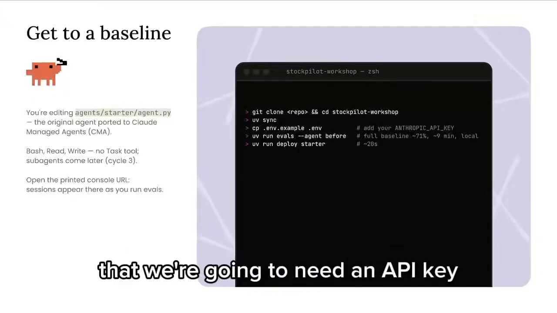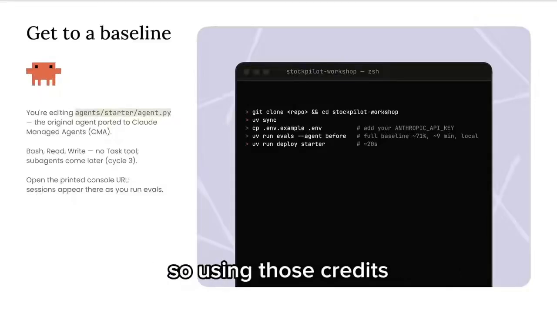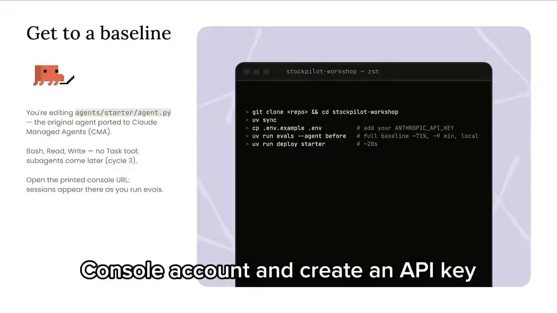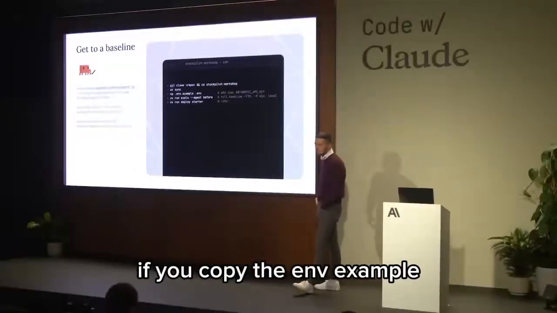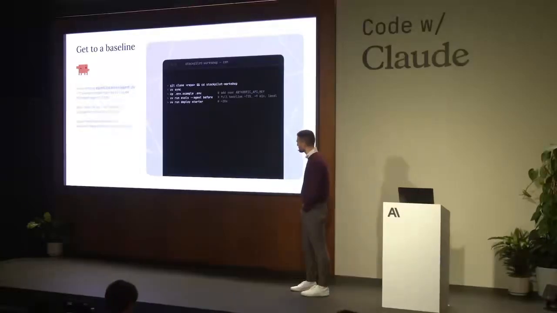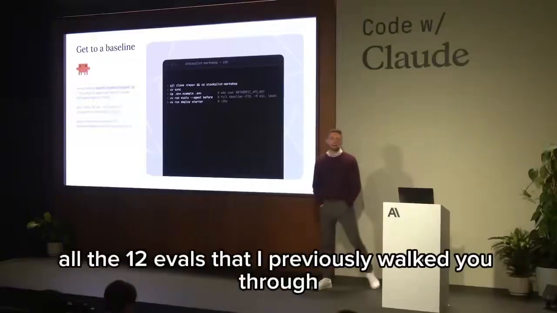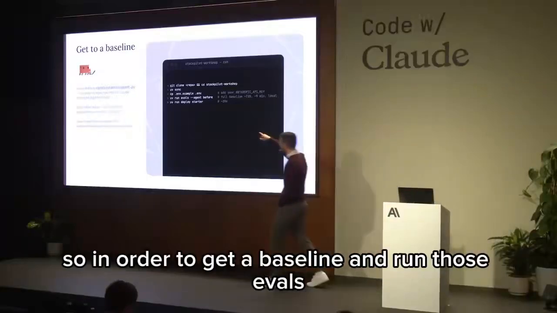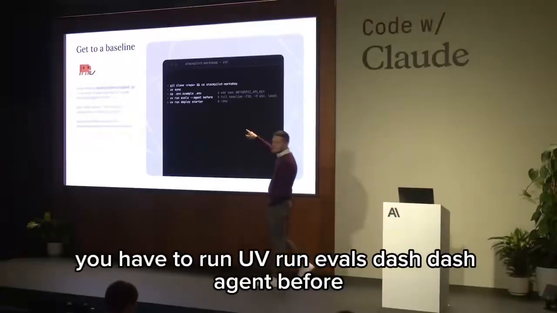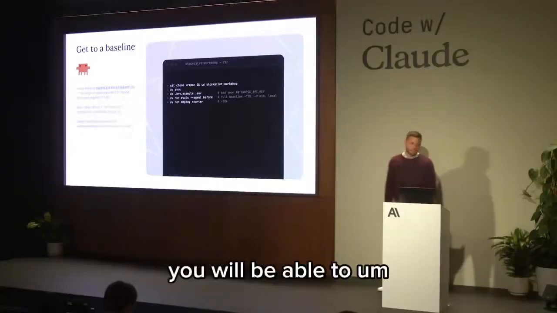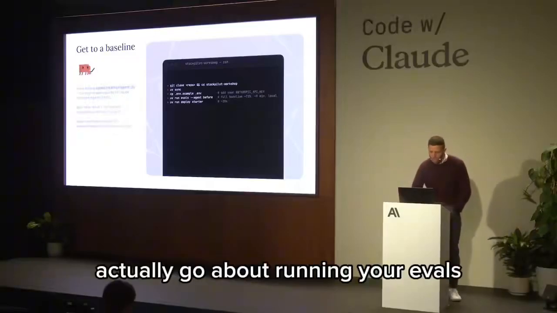I mentioned previously that we're going to need an API key for this workshop as well. So using those credits that you got at the start of this session, you can go to your Claude console account and create an API key. If you copy the env example, you'll just have to manually copy your API key into the env file that's created for you. Now, all the 12 evals that I previously walked you through, we have all of those set up already. So in order to get a baseline and run those evals, you have to run uv run evals --agent before. This is all in the README, but if you just run that command, you will be able to actually go about running your evals.